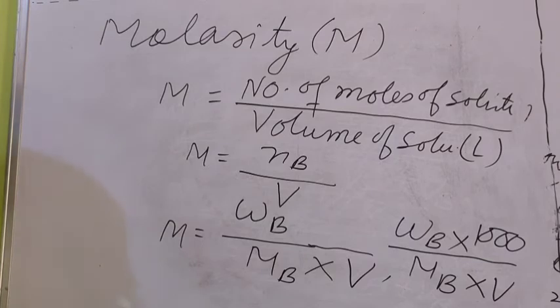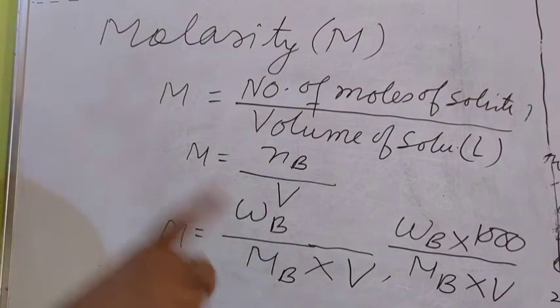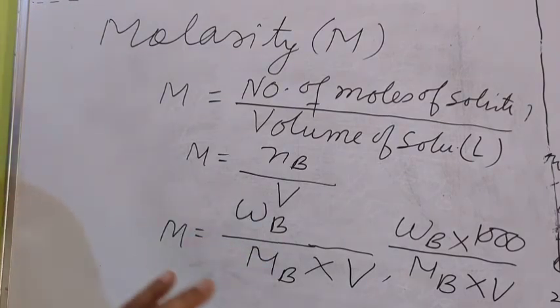There is one important thing: molarity depends upon temperature, because there is the volume term, and volume depends upon the temperature. If you increase the temperature, then the volume of the liquid also increases. So you can say molarity depends upon temperature. Why does molarity depend upon temperature? It is only because there is the volume term in the denominator. So molarity depends upon the temperature.